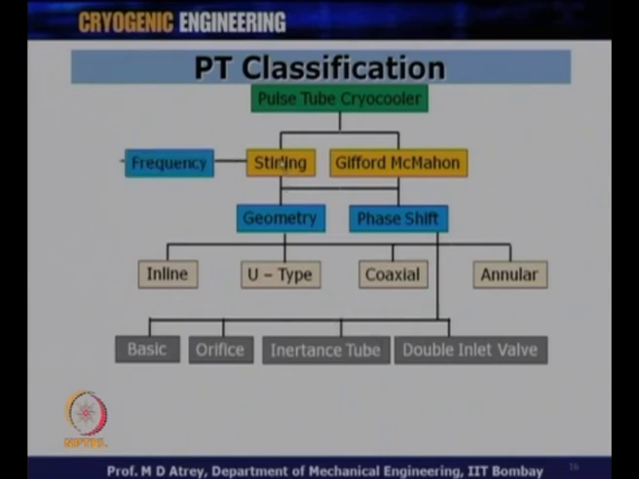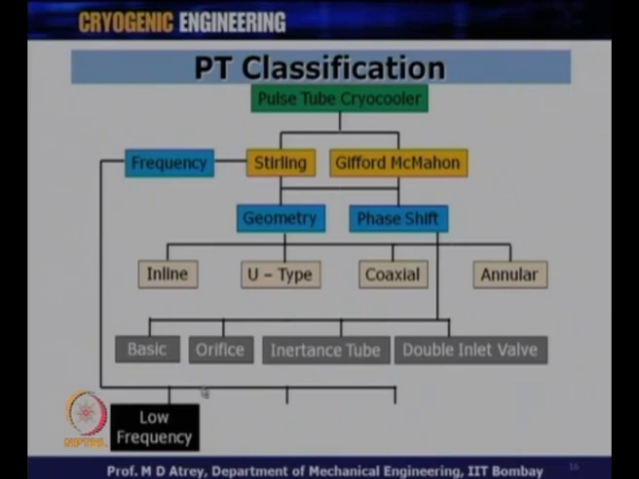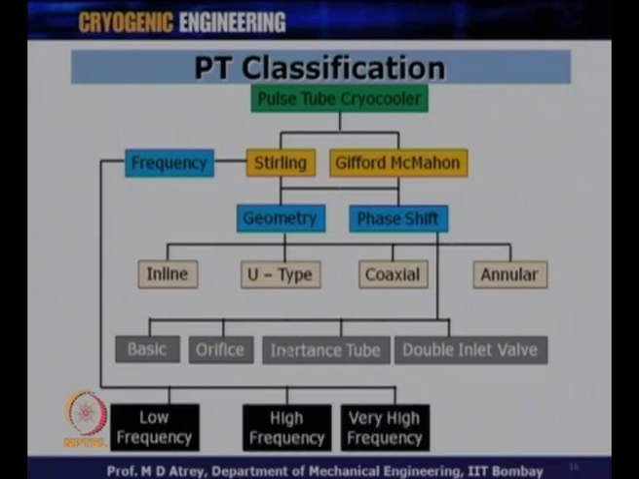And under Stirling cryocooler now, we know that Stirling cooler is a high frequency as compared to GM cooler, but when I say high frequency, how high is it? Therefore, based on the kind of frequency we use in a Stirling type pulse tube cooler, I can again identify it as low frequency, high frequency and very high frequency. Now, let us see this classification in a little more detail.